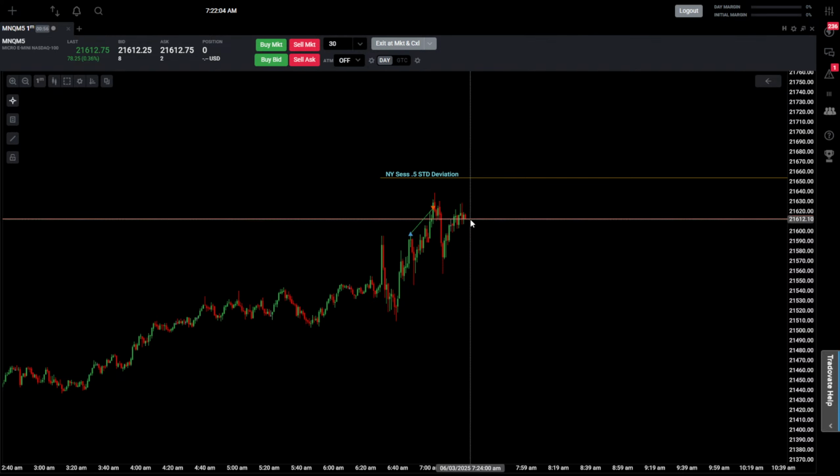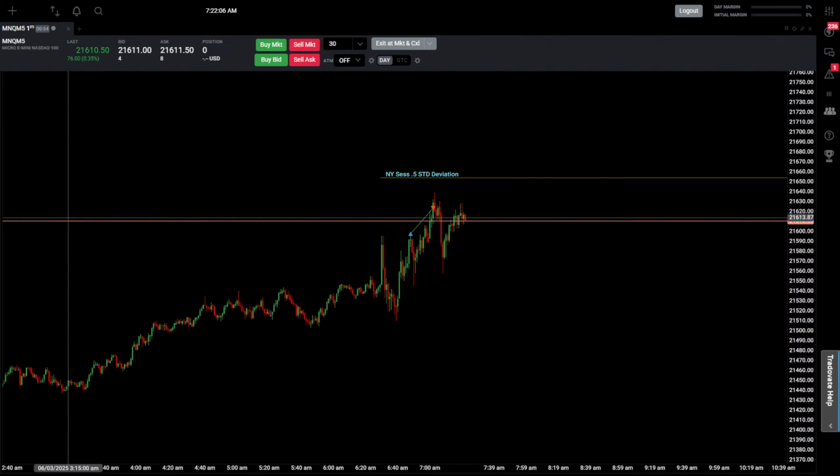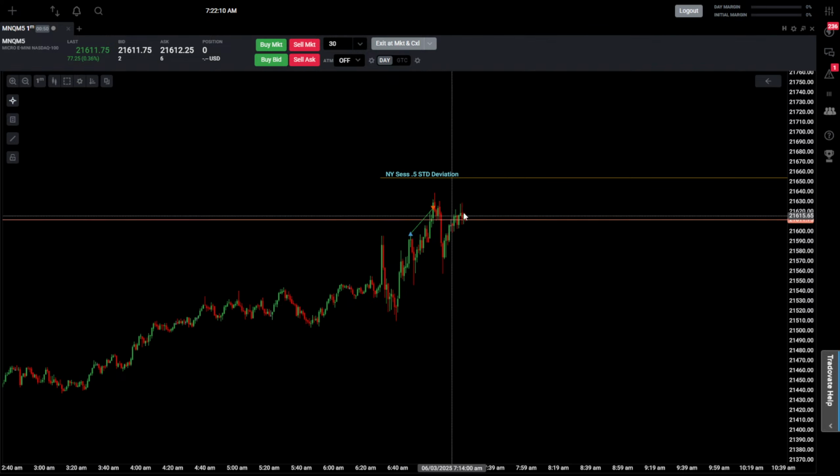Price is literally sitting at the 0.5 standard deviation level for the high of day. That's exactly where it's sitting right now.